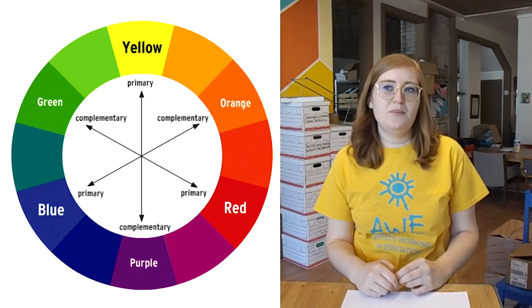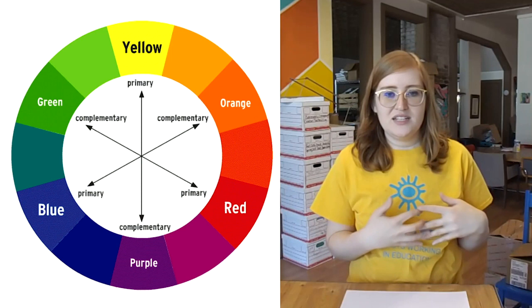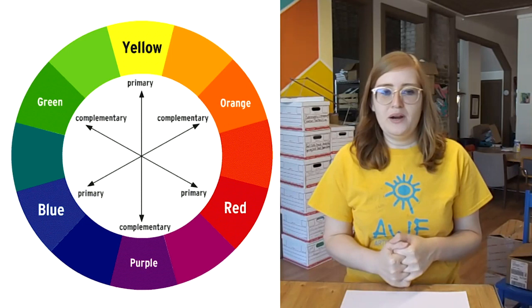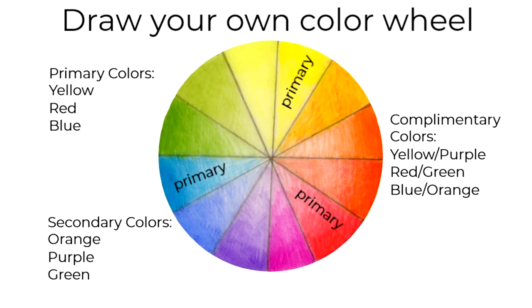For example, purple and yellow are opposites. When you mix complementary colors together, they neutralize each other and they make brown. If you've ever mixed paint before, you might have noticed that if you mix together a lot of colors, it will turn your paint a dull color like brown or gray.